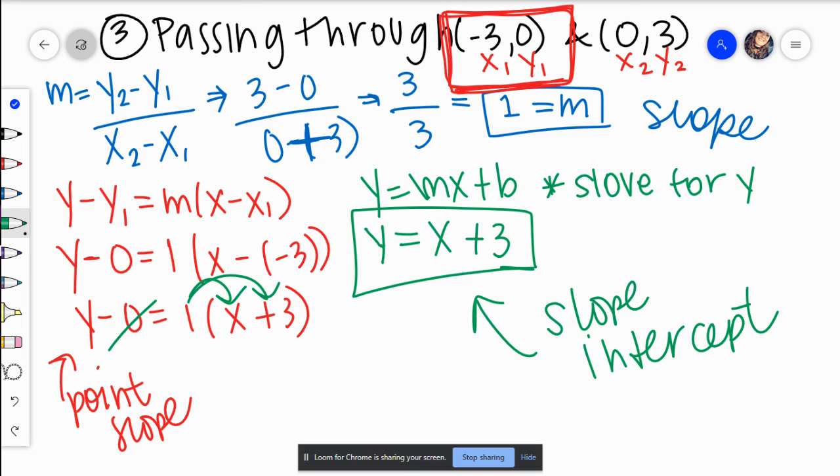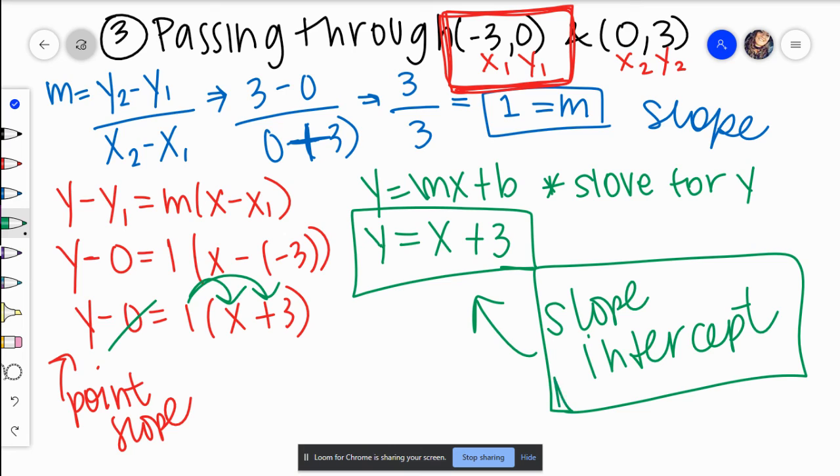Okay, so with this, you should be able to find the slope if given 2 points, and then you should be able to find point slope form if you are given a slope and a point, or even if you're just given 2 points, and you should know how to find the slope intercept form, which is, like I said, the equation of a line, y equals mx plus b.